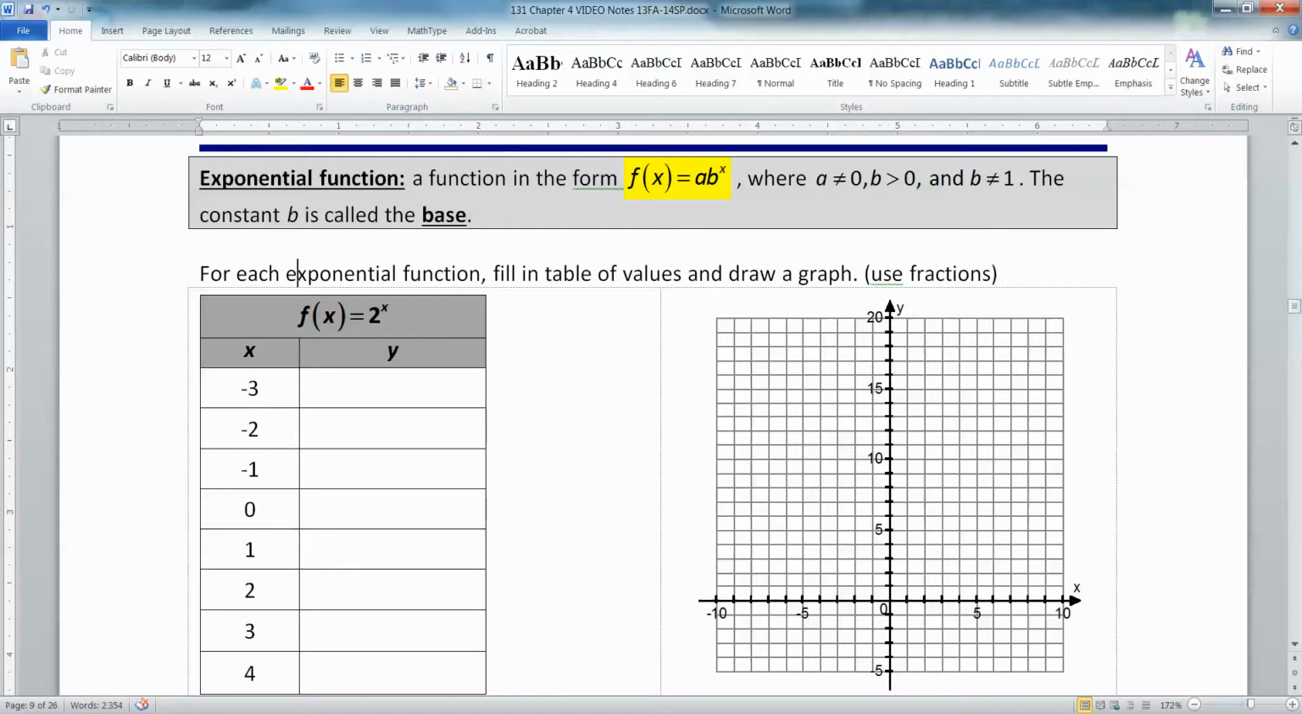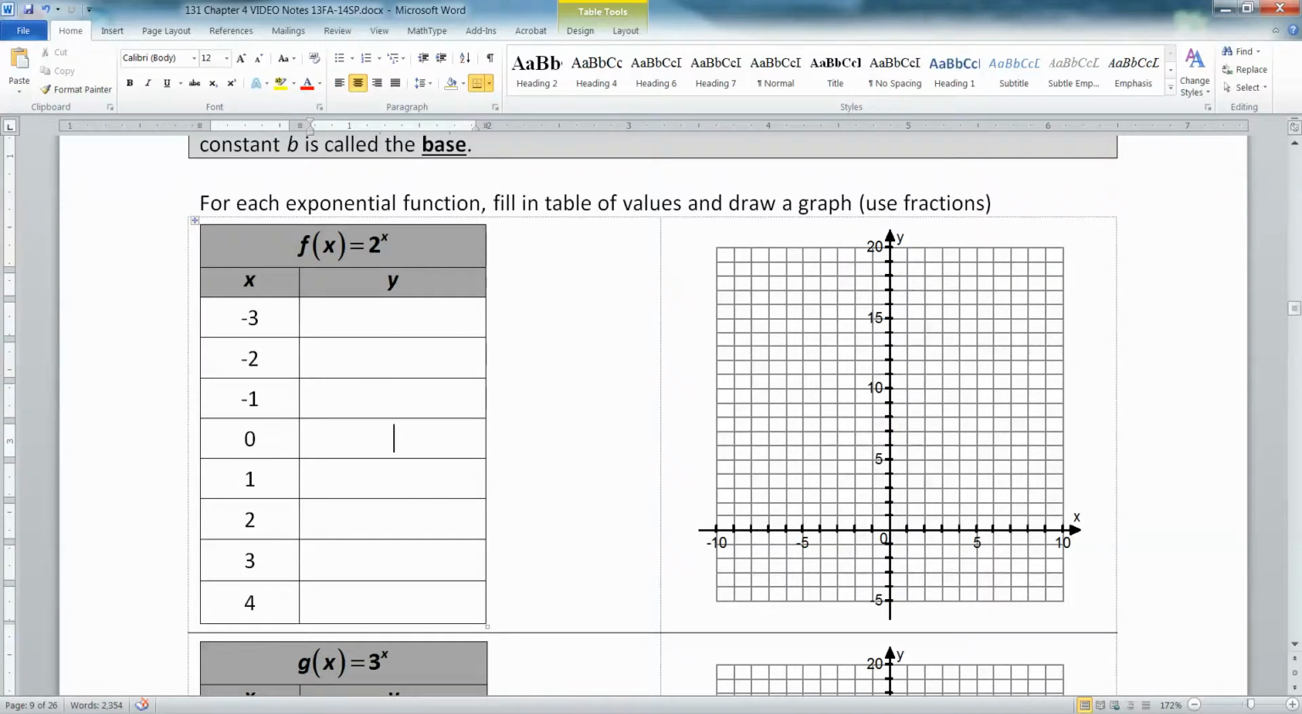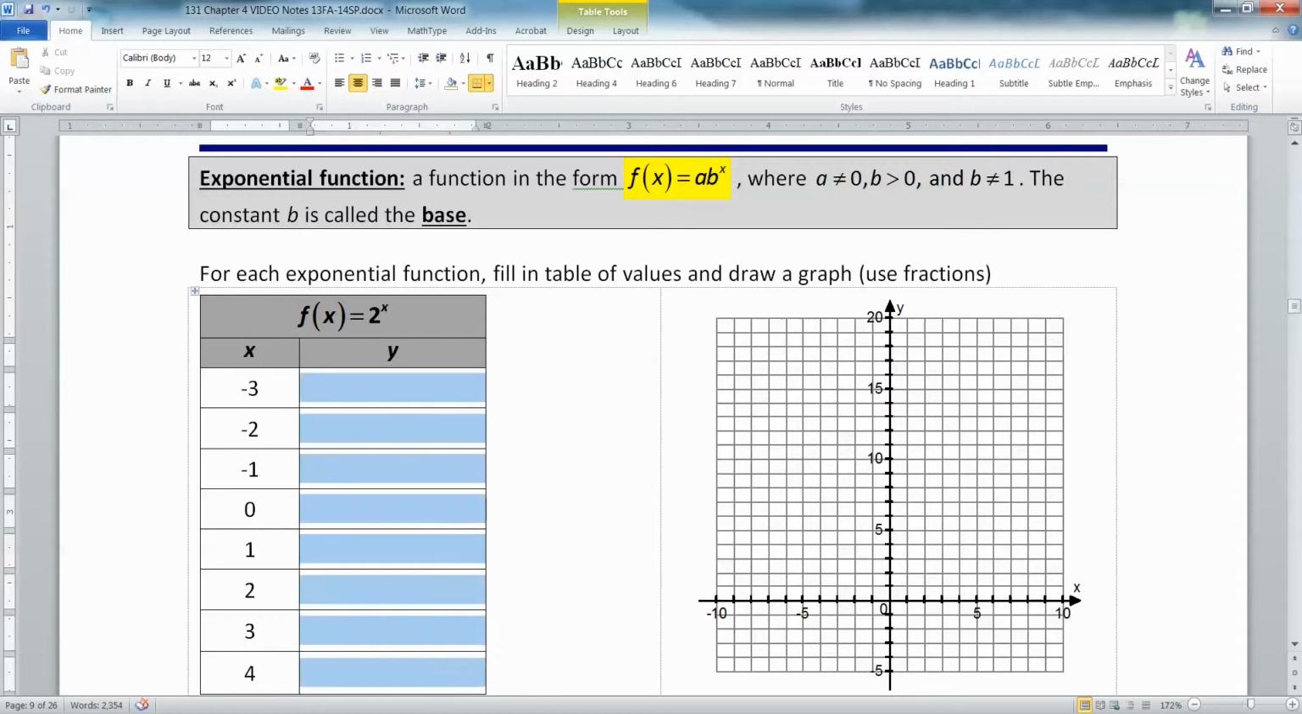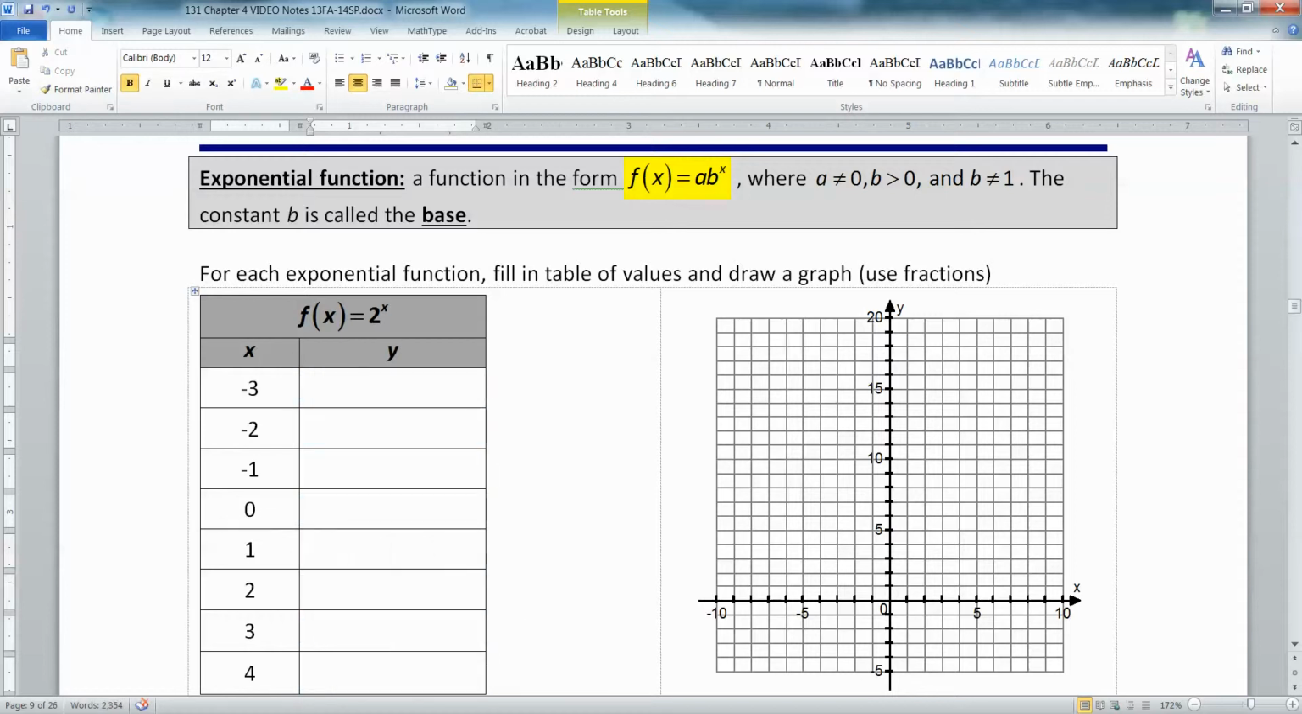For each exponential function, fill in the values and draw a graph using fractions. Okay, so let's see here. Let's bring up a calculator to help us with this. We could also use our heads just a little bit here. We can probably figure out some of these on our own.